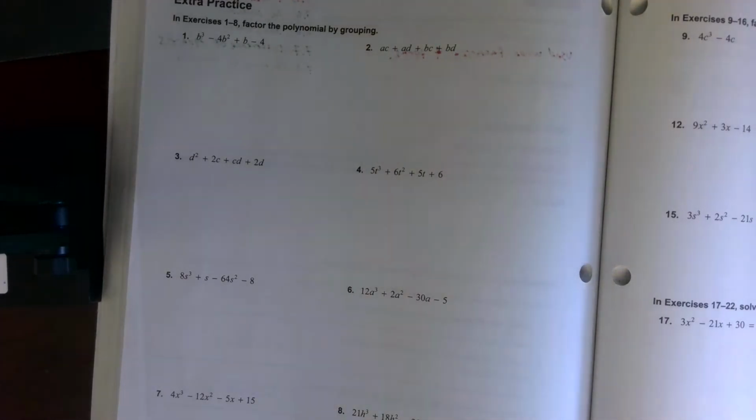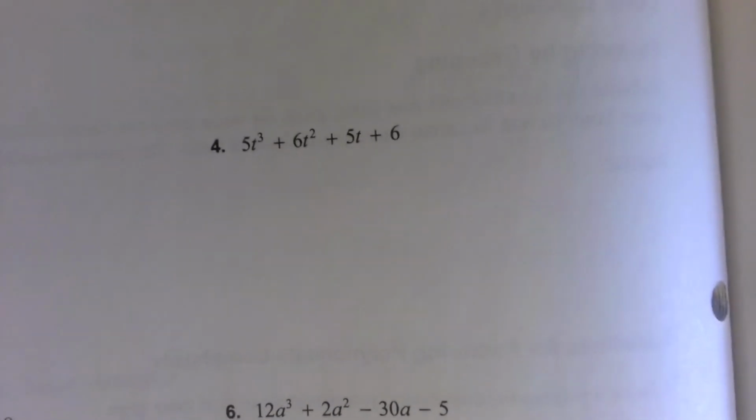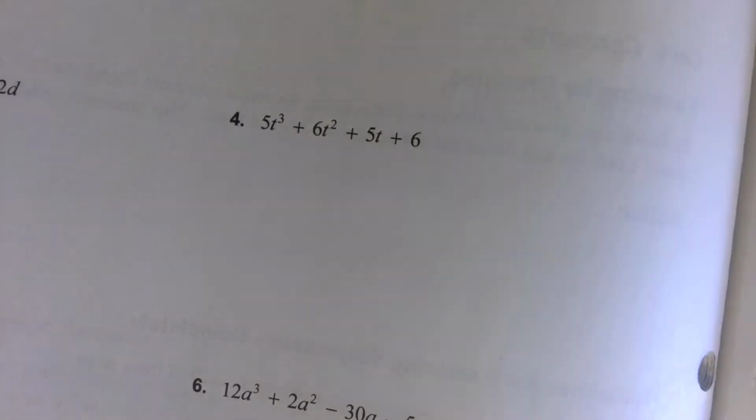Pause the video. Take a look at number 4. Do what you can. If you can solve it, fantastic. If not, we will talk about some methods to make this problem a little easier for us. Try it out now. Hopefully you've had a chance to get started on this one. Let's take a look. So problem number 4 is 5t cubed plus 6t squared plus 5t plus 6.